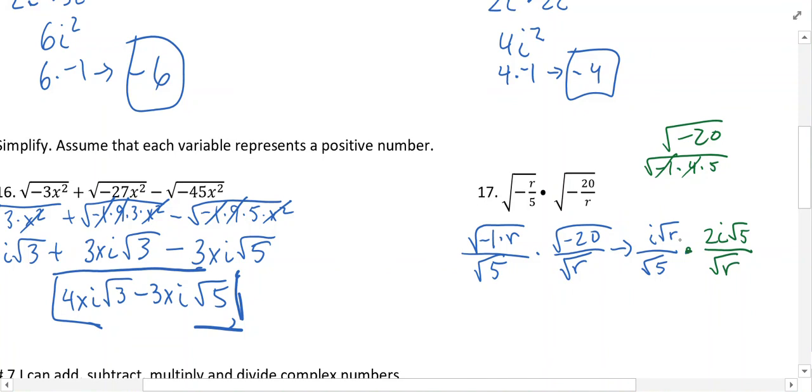And now since this is multiplication here, remember the rules of multiplication say I'm allowed to cross simplify. So I can go ahead and simplify rad r and rad r. And I can simplify this rad 5 in the denominator with this one in the numerator. So then I'm left with just i times 2i. So I can go ahead and multiply those straight across. So i times 2i gives me 2i squared. But again, remember we know i squared is -1. So this is saying 2 times -1, which is going to give us -2.